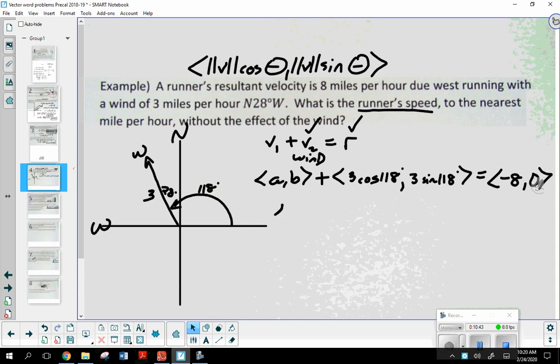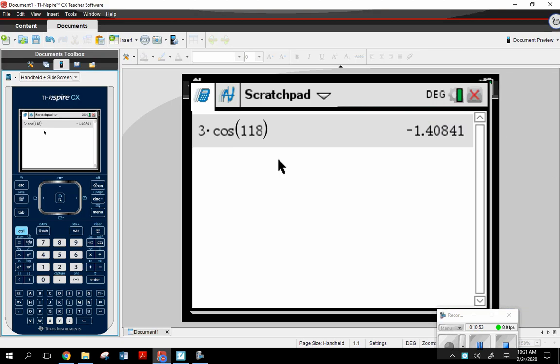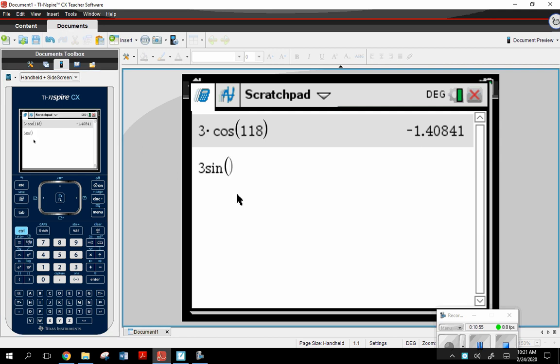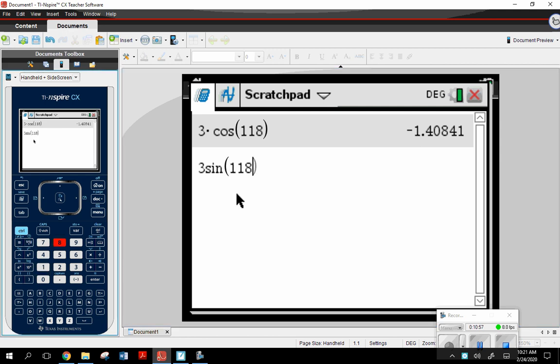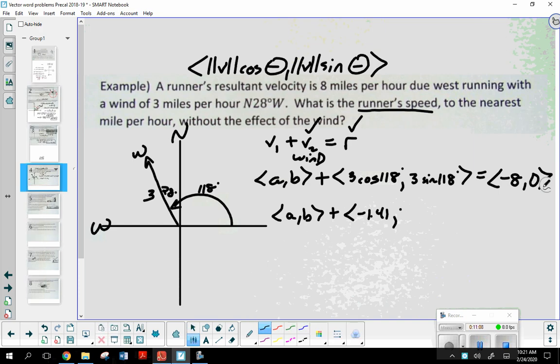Okay. So I have a, b plus negative 1.41, comma. Now I want to approximate 3 sine of 118. Let's see here. 3 sine 118. What would that give me? Okay. So let's say 2.65, if we go ahead and round it to the nearest hundredth. So that equals negative 8, 0.